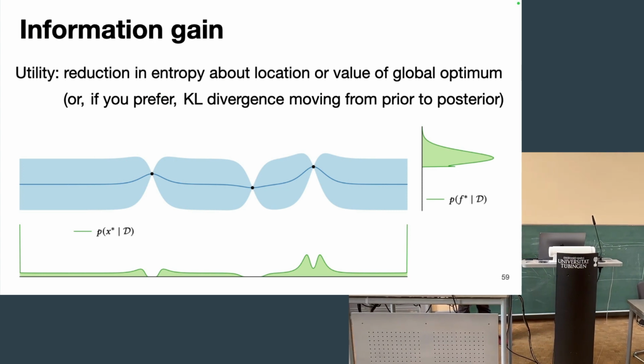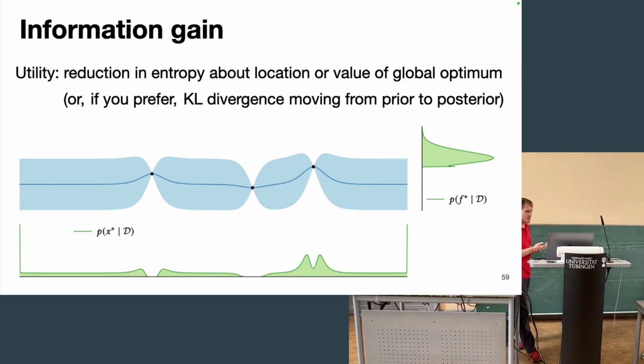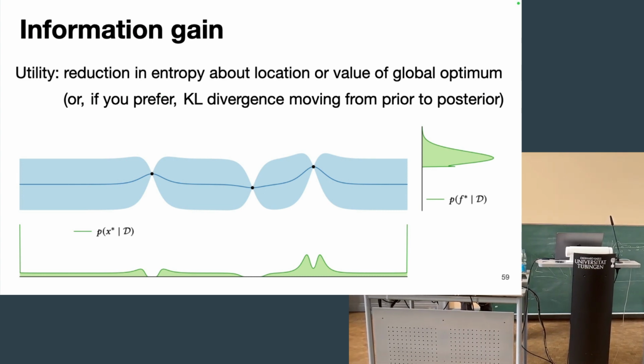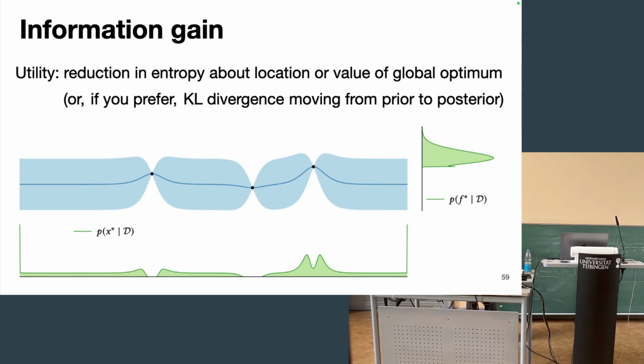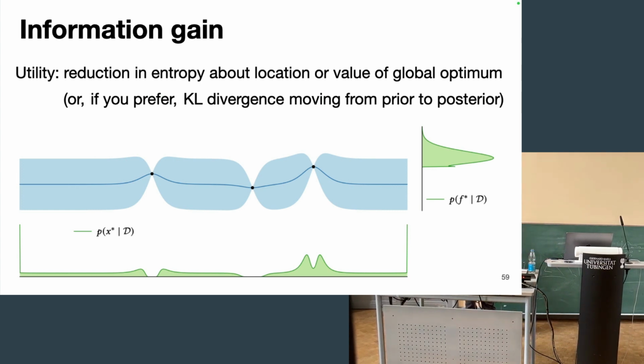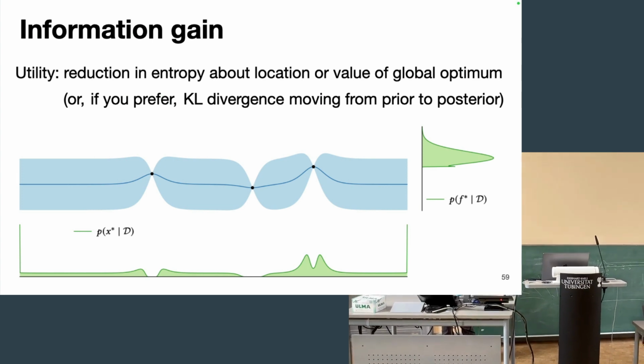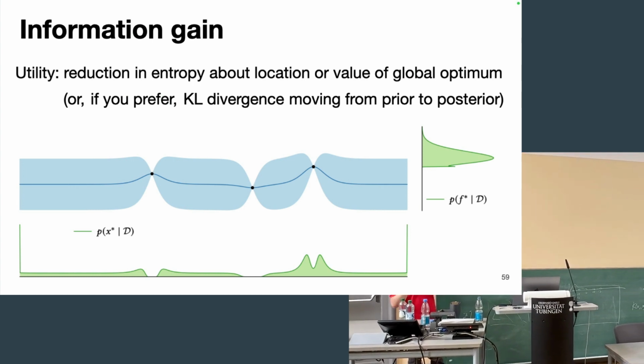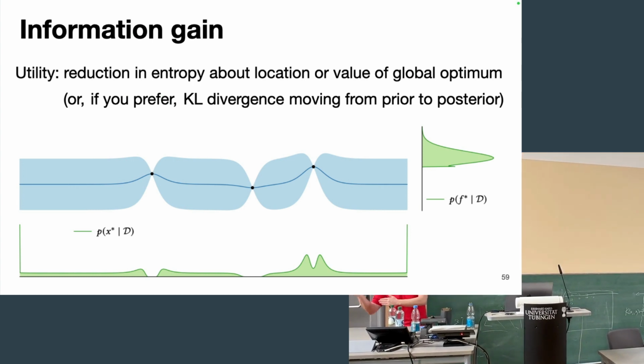Another utility function that has been used quite effectively in optimization is known as information gain. This is an information theoretic utility function that is trying to measure how much I've learned about some random variable as a function of some data set. In the context of Bayesian optimization, I might say, well, I'm trying to find the optimum of this function. So maybe I want to try to increase the information that I know about its location. Or maybe I want to try to increase the information I have about the value of the optimum.